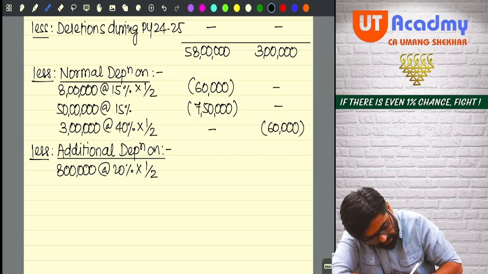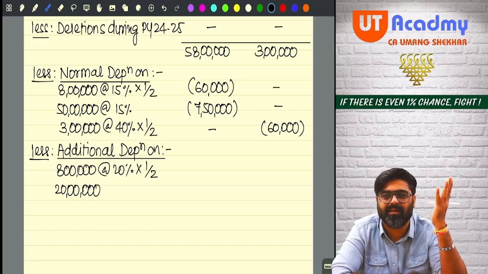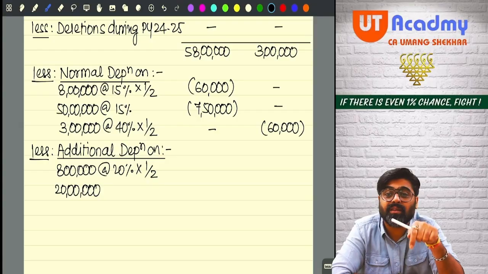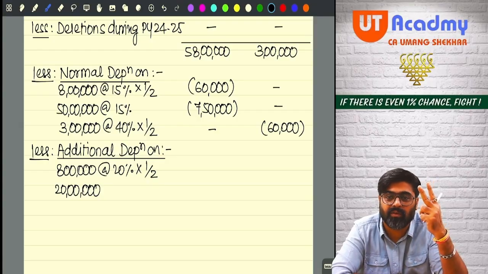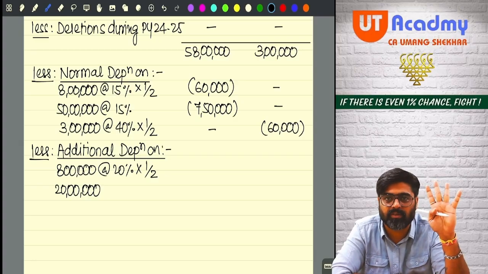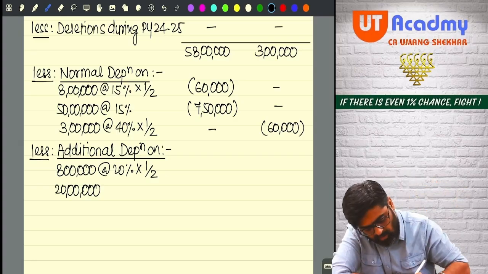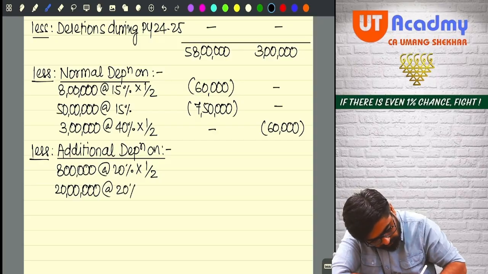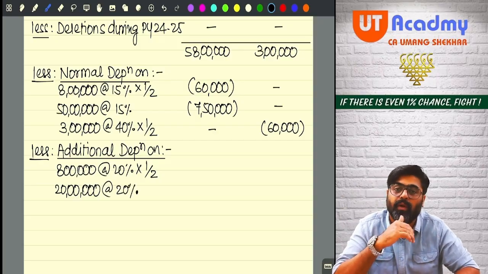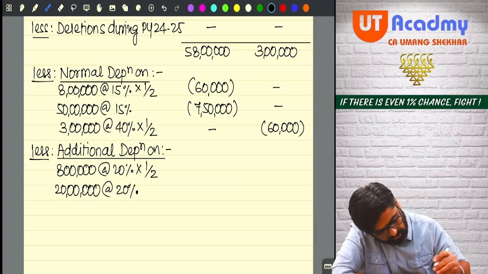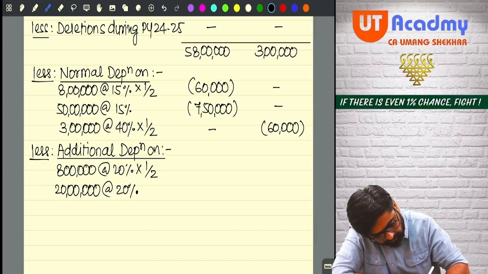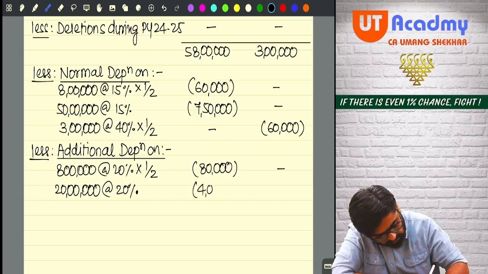And on the balance 20 lakhs. Sir, why not 50? 50 was the purchased in this year. 20 lakhs. Okay, actual cost of that only will be allowed as depreciation. Additional depreciation on that actual cost will be allowed at full 20% rate, because this was put to use for 180 days or more. So 8 lakh into 10% will be 80,000. Here it will be dash, and 20 lakh into 20% will give me 4 lakhs. Here it will be dash.